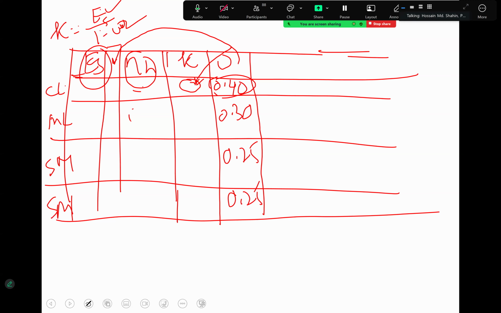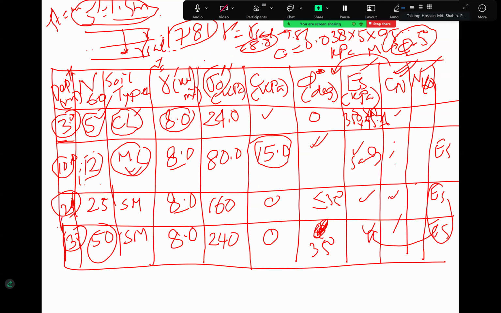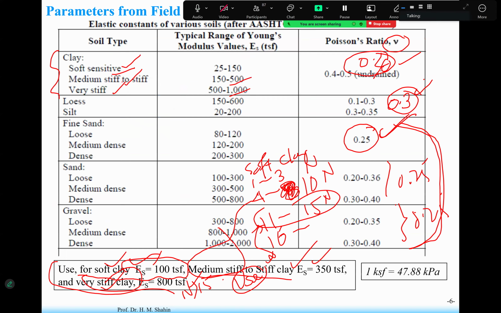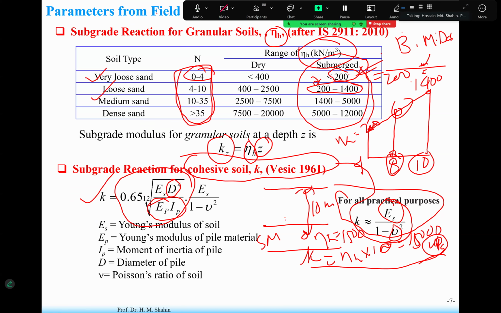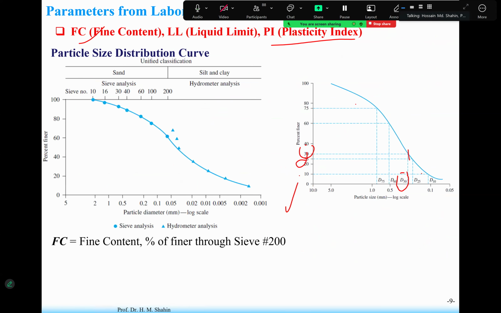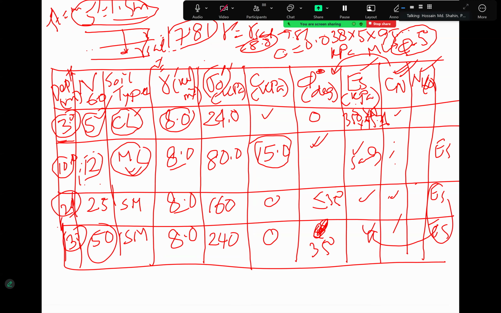For ML, you have to use that chart, this one. ML also, this submerged condition. If you have, say, 4 to 10, so submerged is 200 to 1000, 1400, then 1400 to 500, and so on. So come here. Now it was 5, then 3, 10, 20, and 30. Sorry, N value 5, 12, 15, 10.